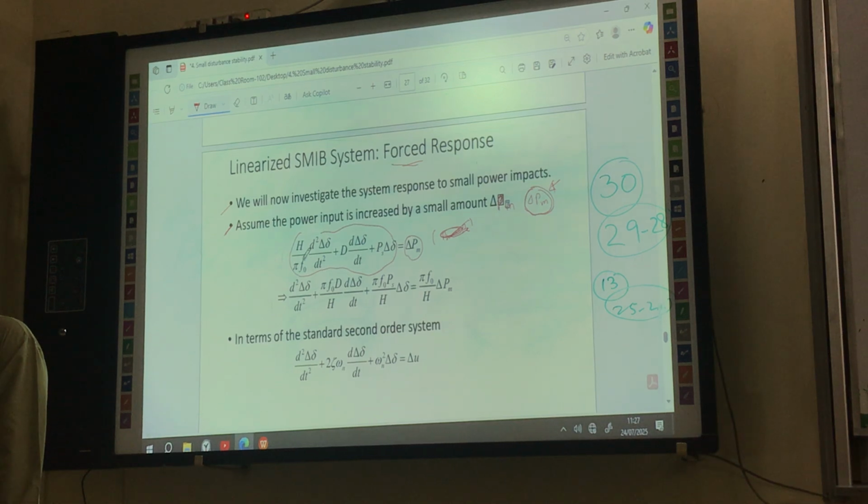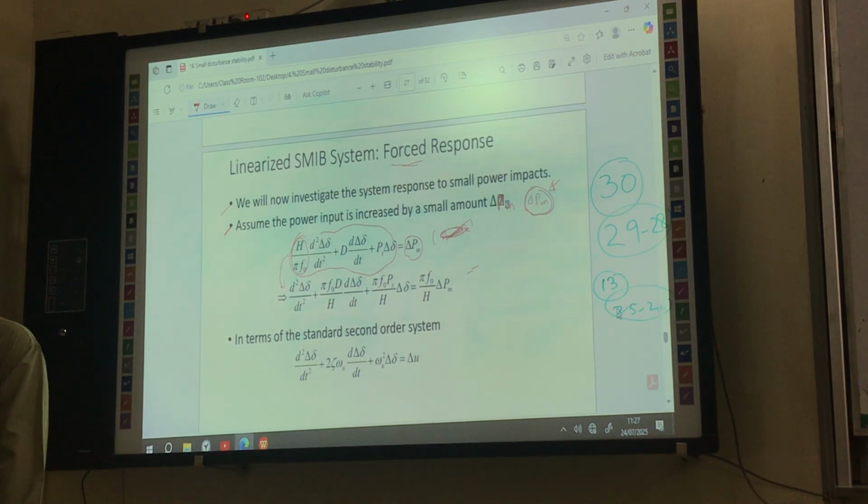Now look, we have just divided this term on both sides. That's why the coefficient of this term is 1. That's why we are getting this type of thing. I think you can understand this line from the previous line.